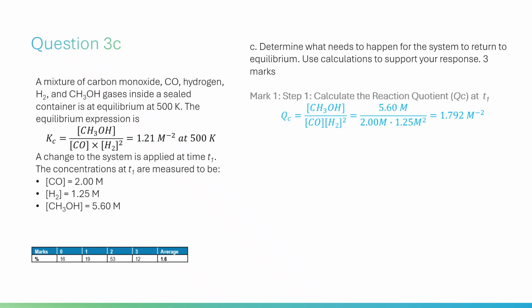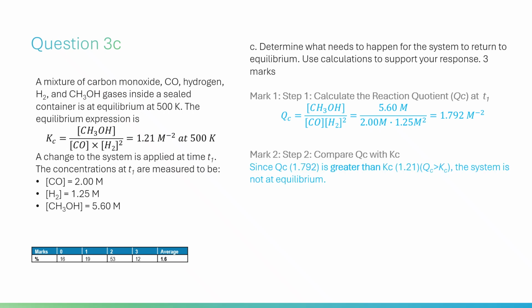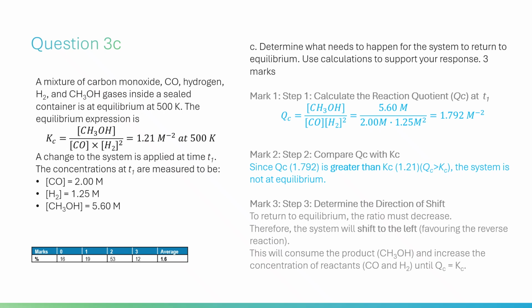A major pitfall in this 3-mark question is providing a qualitative guess without the supporting math. VCAA markers strictly require the calculated value of Qc to award the first mark. Another common logic gap is failing to state the why behind the shift. Don't just say it shifts left, you must explicitly cite the comparison. Because Qc is currently too high, Qc > Kc, the system must reduce the numerator, products, and increase the denominator, reactants, to restore balance. Finally, watch the units.